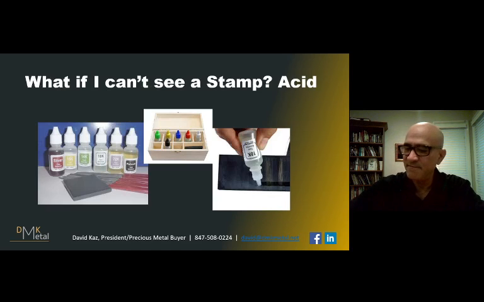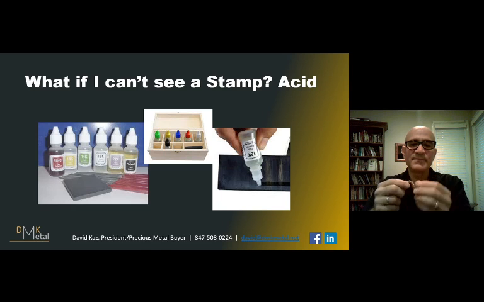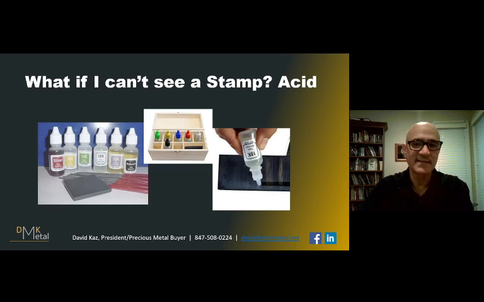Now, if we cannot find a tag on an item, we can't find a mark, that's why a gold dealer like myself will bring an acid test kit. So that way I can test an item to figure out, is it 10 karat, 14 karat, 18 karat, or is it simply gold plated?